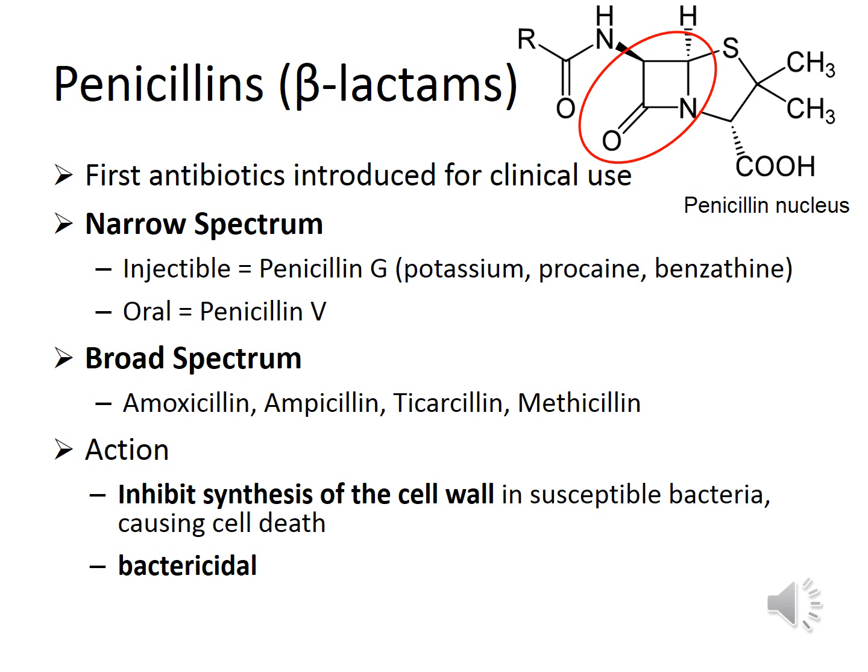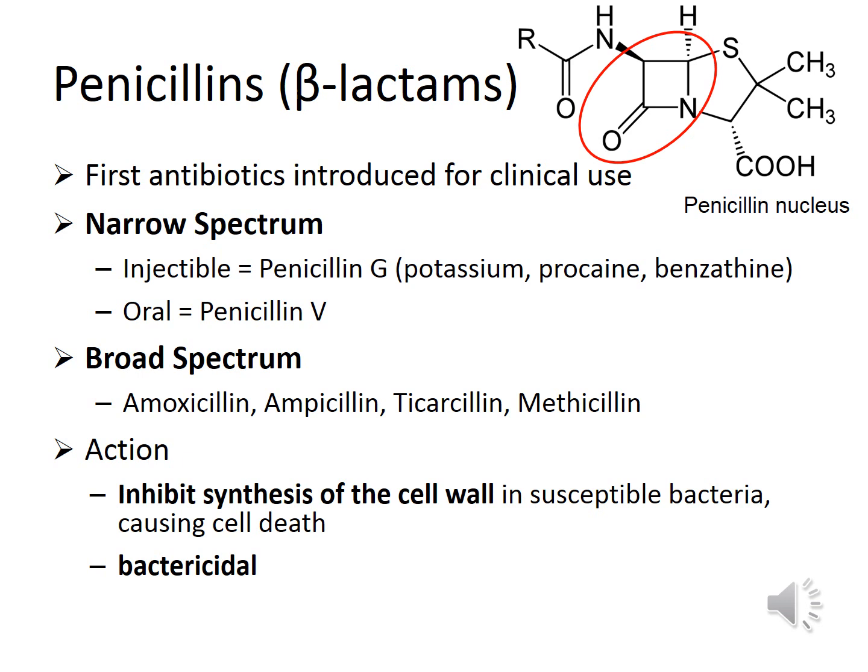Penicillin itself is a narrow spectrum antibiotic, and so it's virtually only effective against gram-positive bacteria. It is effective against some aerobes and some anaerobes, but they're all gram-positive aerobe and anaerobe bacteria that it'll be effective against. Penicillin itself comes in 2 different forms.